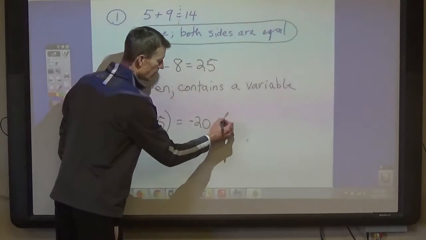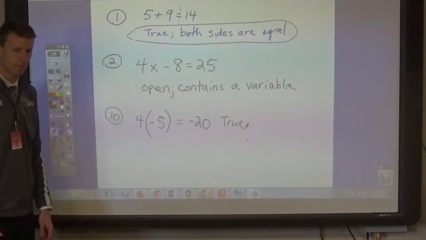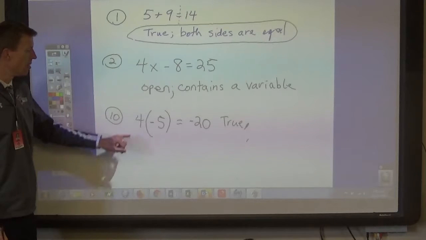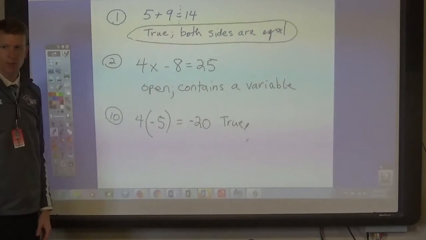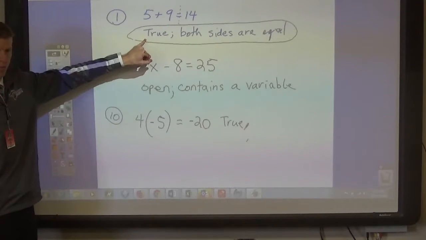And this is a true equation, right? Because both sides are equal. So write the same thing you wrote for number 1.